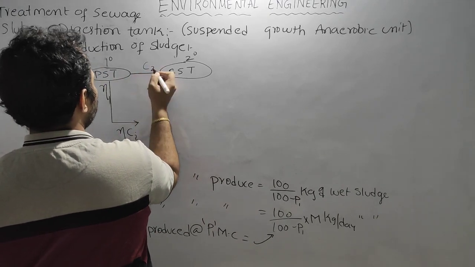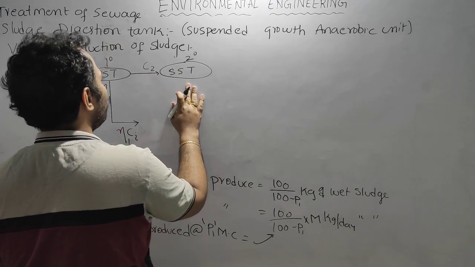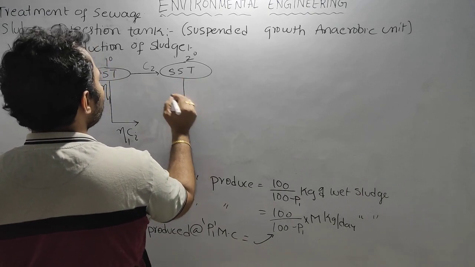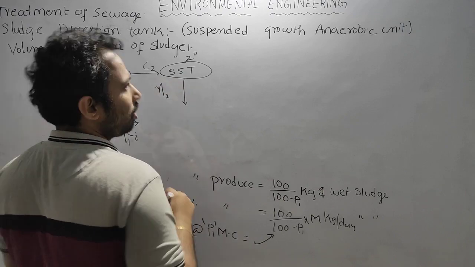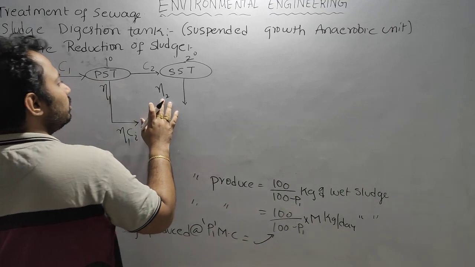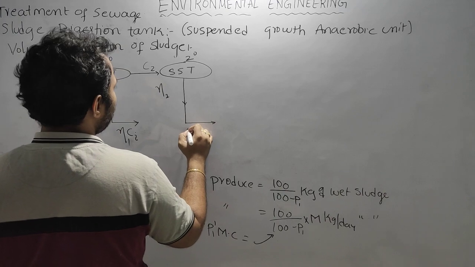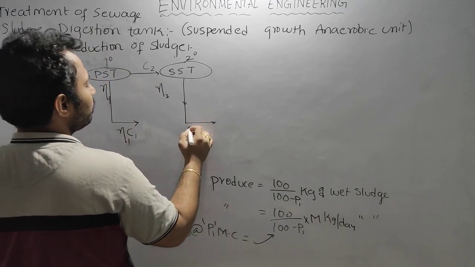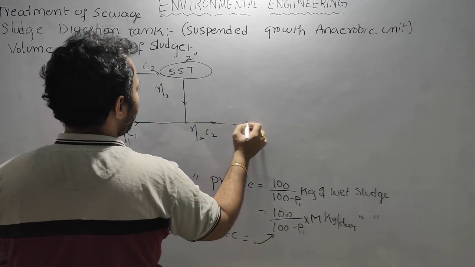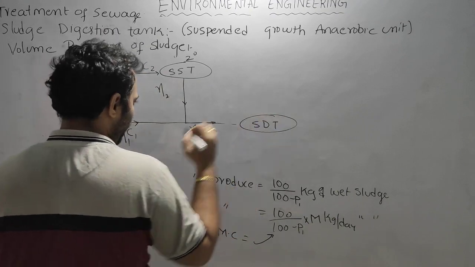Let the concentration of the solids here be C2, which is entering into the secondary sedimentation tank, and the secondary sedimentation tank is also removing some amount of sludge, solids here. Let that efficiency be eta 2. So the solids entering from here are eta 2 into C2. These solids will enter into the sludge digestion tank.